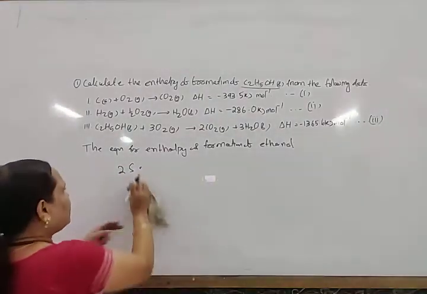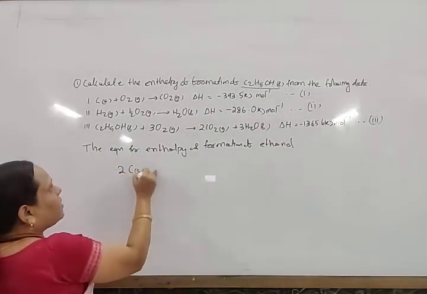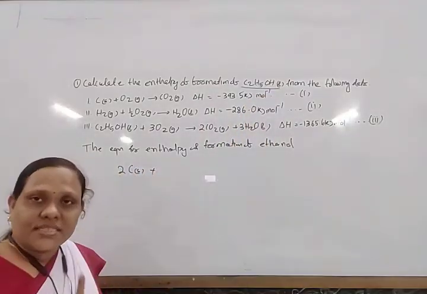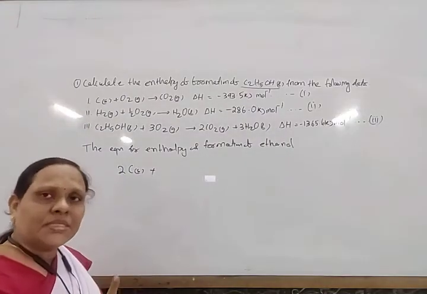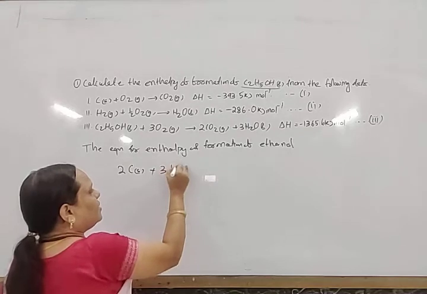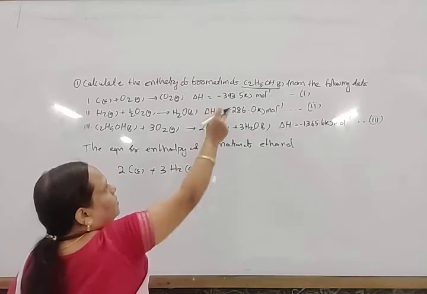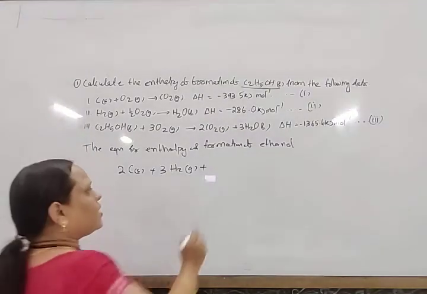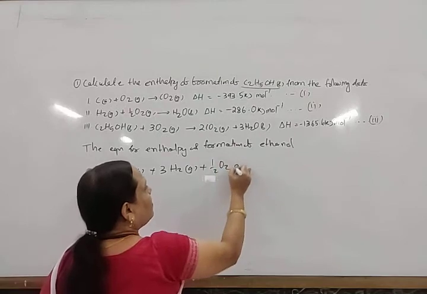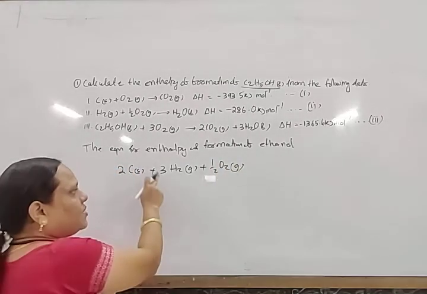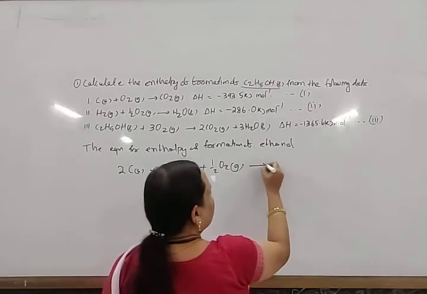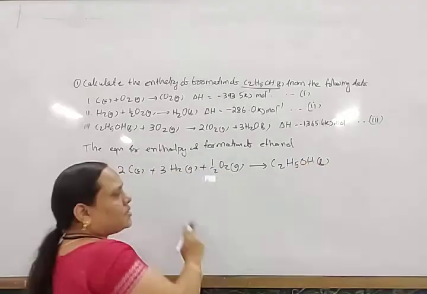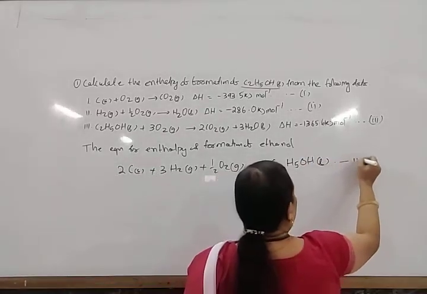It contains 2 carbon, 2C, and carbon exists in solid form, so write solid. And hydrogen, 5 plus 1, that is 6, and hydrogen exists as H2, so 6H means 3H2 gas. And 1 oxygen atom is present, but oxygen exists as O2, so you write half O2 gas. 2C, 3H2 gas, half O2 gas give rise to C2H5OH liquid. Suppose this equation is equation number 4.